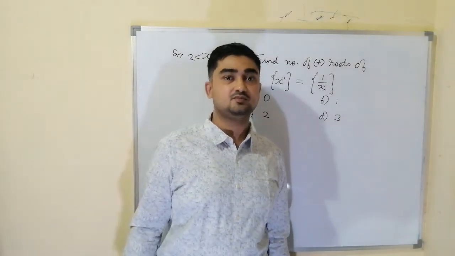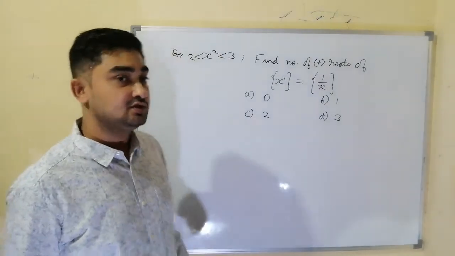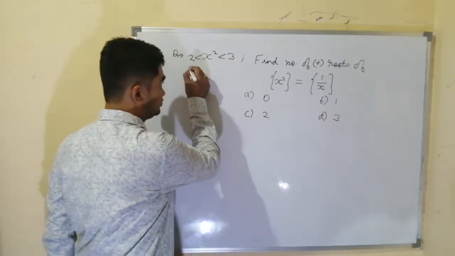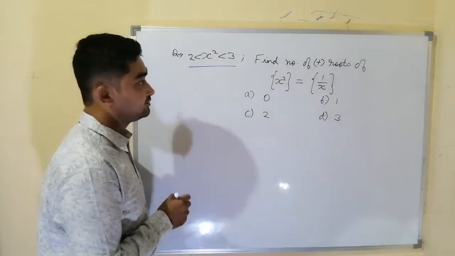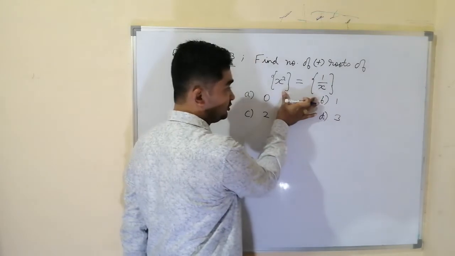हेलो फ्रेंड्स, आज हम कुछ प्रॉब्लम सॉल्व करेंगे फ्रॉम द चैप्टर सेट्स रिलेशंस एंड फंक्शंस। सो पहला प्रॉब्लम मैंने बोर्ड पे लिख दिया है। इसमें हमें दिया गया है x square is between 2 to 3 and we have to find the number of positive roots of this equation.